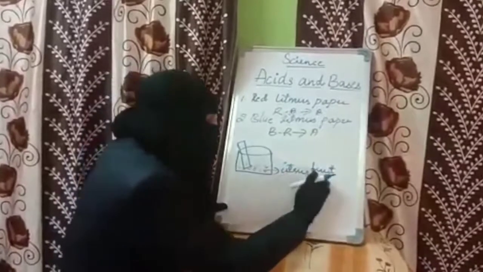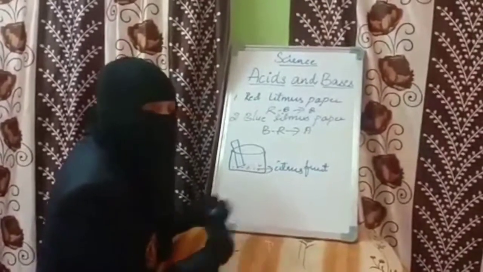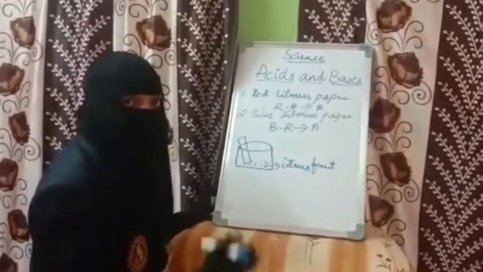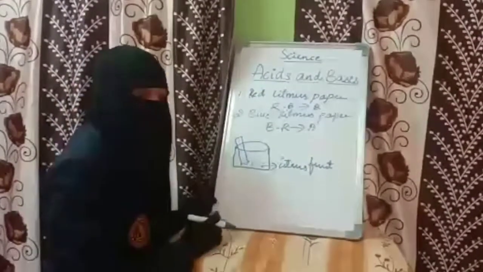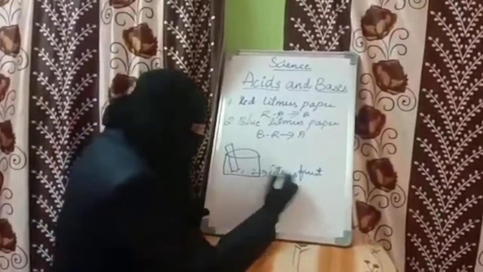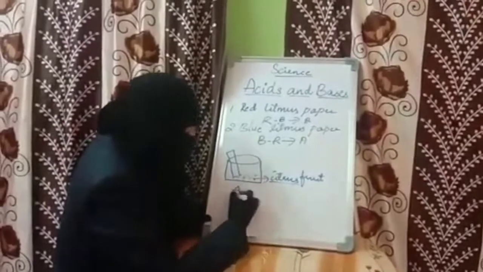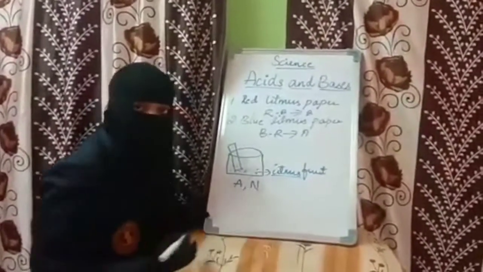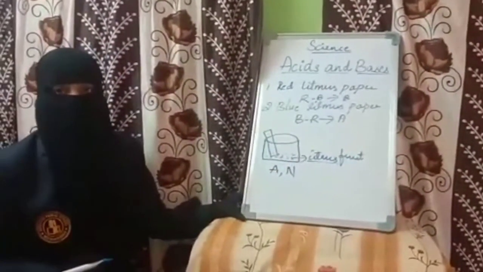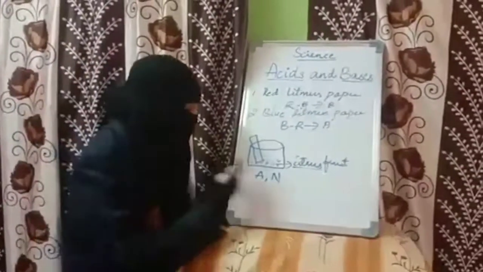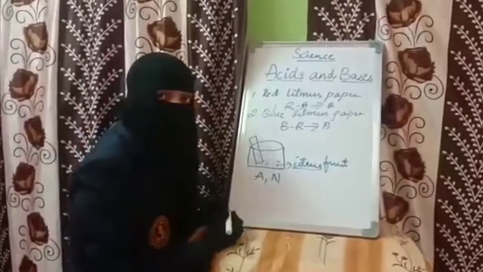What do you think? Citrus fruits are acidic or basic in nature? Usually those are acidic in nature, but what is one more possibility here? Either the solution we have taken can be acidic or it can be neutral. Right? So here what you have to do? You have to test this with blue litmus paper.